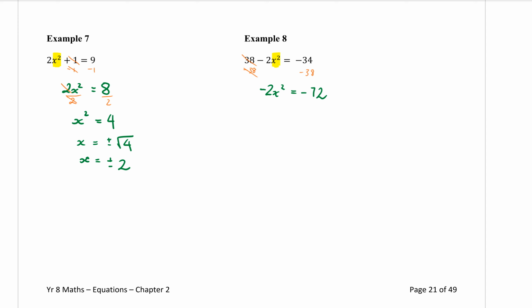Now, the minus 2. The opposite is not a plus. That's right, it's divide. I need to divide by negative 2. Cancel that off. X squared is by itself. Minus 72 divided by minus 2 becomes a plus 36. Now, to get rid of the squared, we will plus or minus square root of 36. The square root of 36 is a nice number. It's 6. So x is equal to a plus or a minus 6.